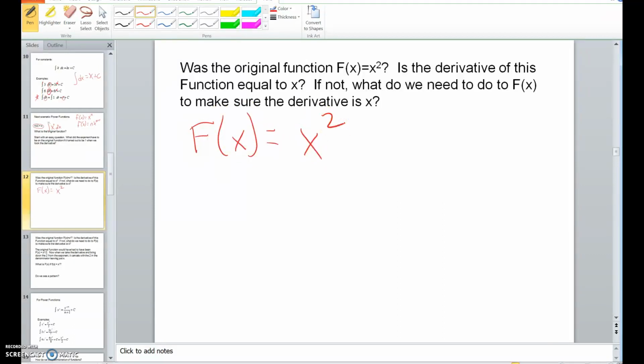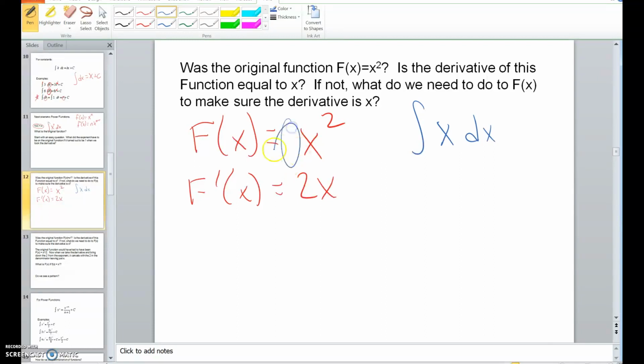when we take the derivative of that, we get 2x, and that's not the function that we started off with. Remember, we are trying to do the integral of just x dx. So x squared is not a solution to this because when we take the derivative of x squared, we get 2x, not just x. So what needs to be out here in front of the x squared so that when we take the derivative, we get just x and not 2x? That is correct. We need a 1/2.